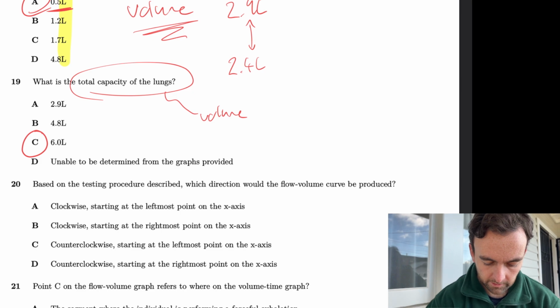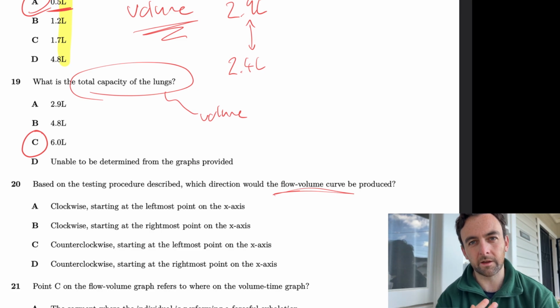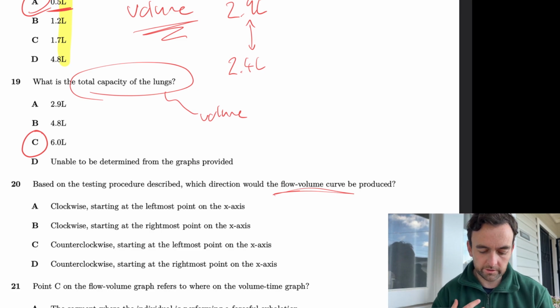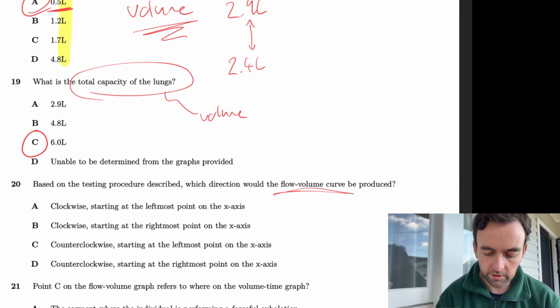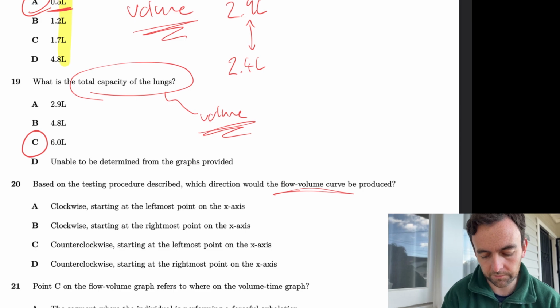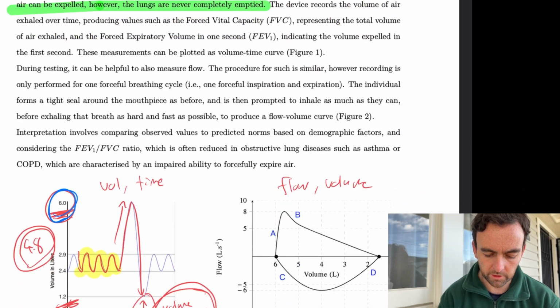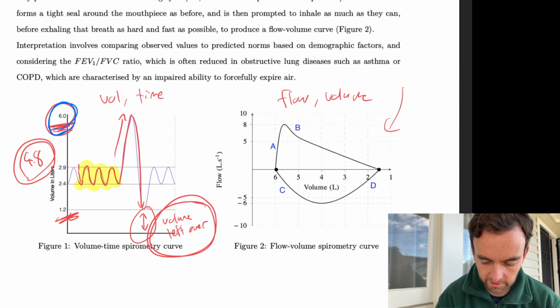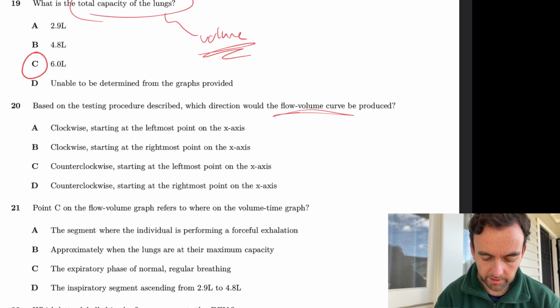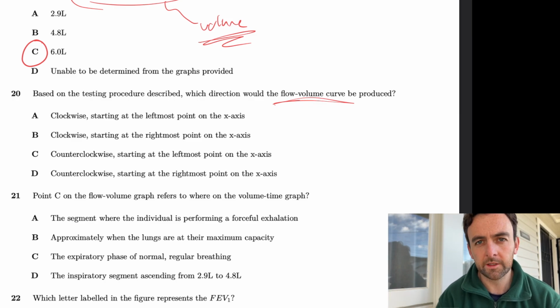Question 20 now. Based on the testing procedure described, which direction would the flow volume curve be produced? This is what I'm saying by really describing what the question's asking. You can feel from that it's clearly different. It's not asking for the volume. Now it's asking for the flow volume curve, so it directs you straight to the graph that we need. And what we need to figure out is the direction that it would be produced.